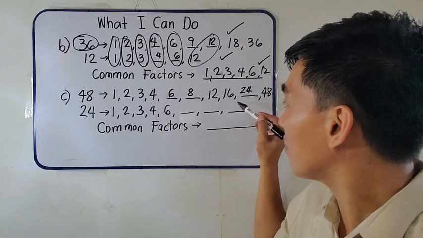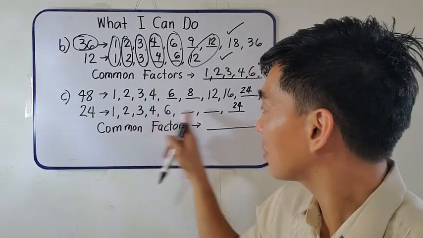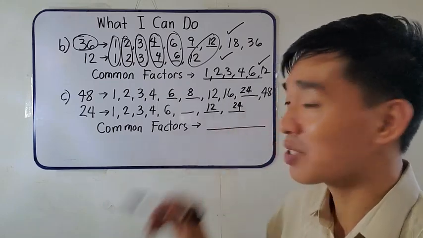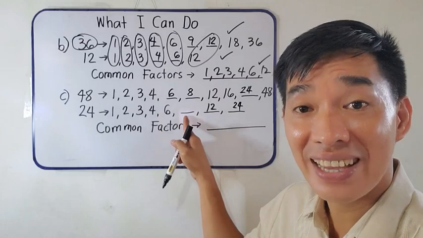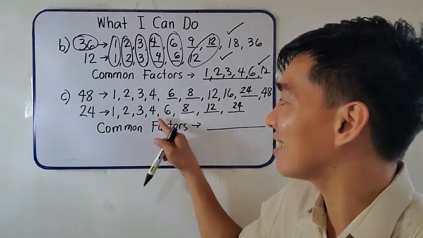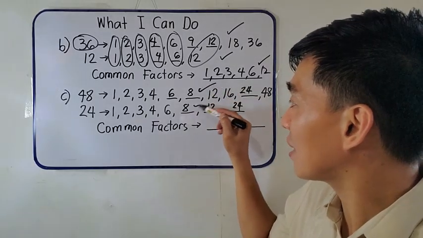1 times, obviously, 24 is equal to 24. 2 times 12 is also 24. 3 times, what number? 8 is the correct answer. And 6 times 4, that's also 24. One check for here, one check here.